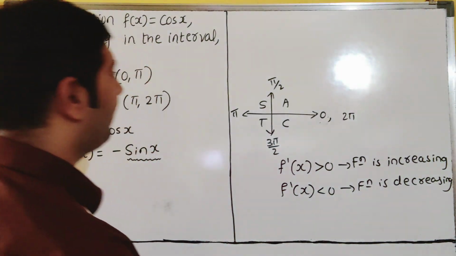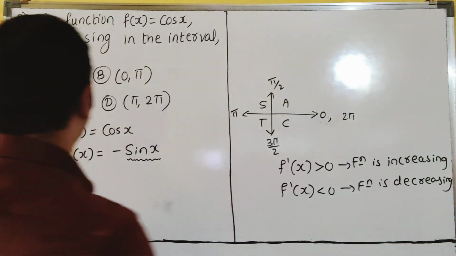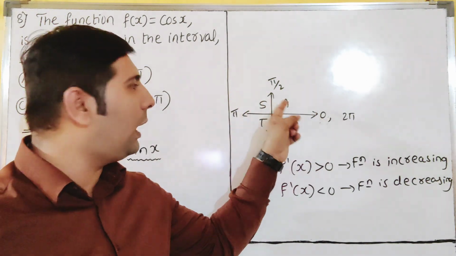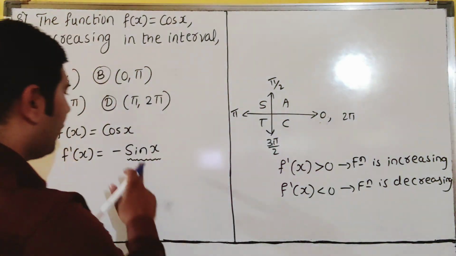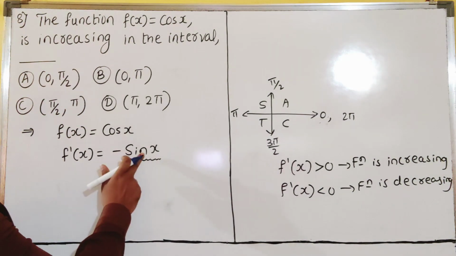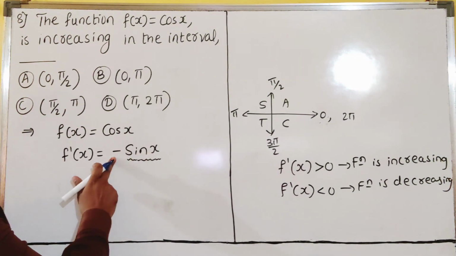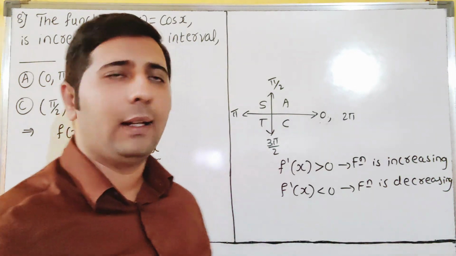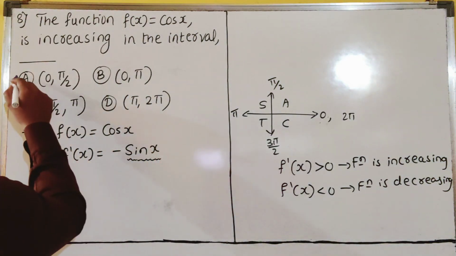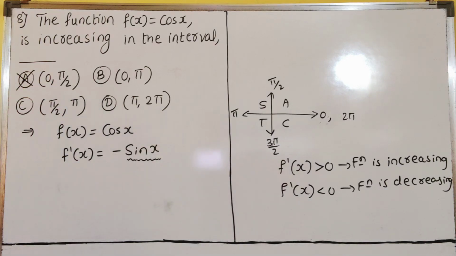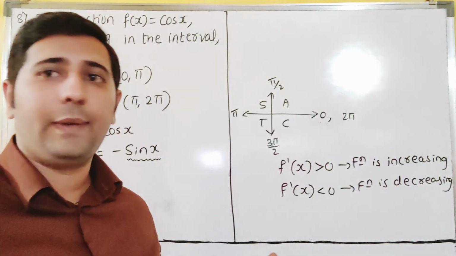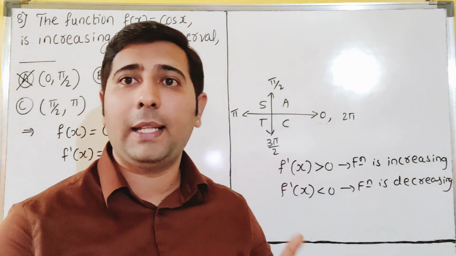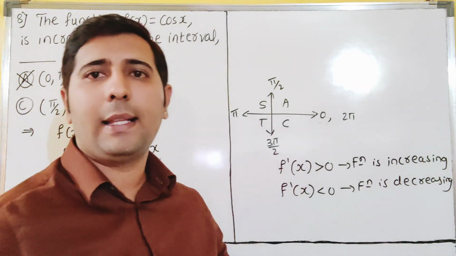Now you only see. From 0 to pi by 2, sine is positive or negative? It is positive, no? All are positive. So sin x is positive, and positive into negative is negative. Negative means less than 0, decreasing. Then this is not our option, dear students. This is the wrong option, because it is giving less than 0. I want the function to increase. Increase means derivative should be greater than 0.